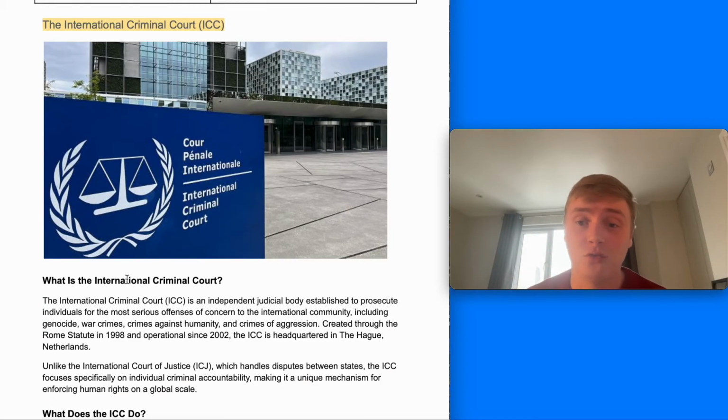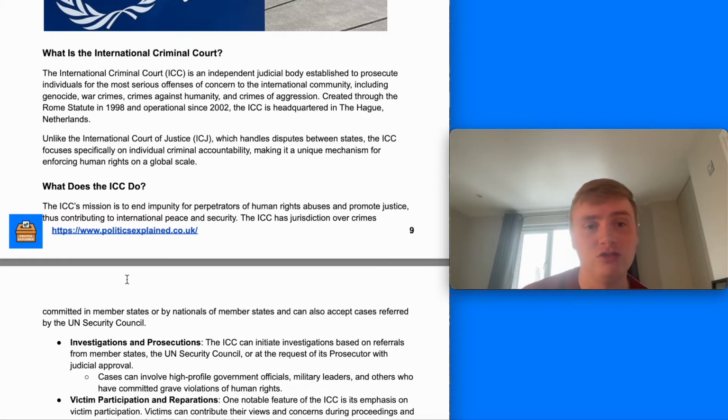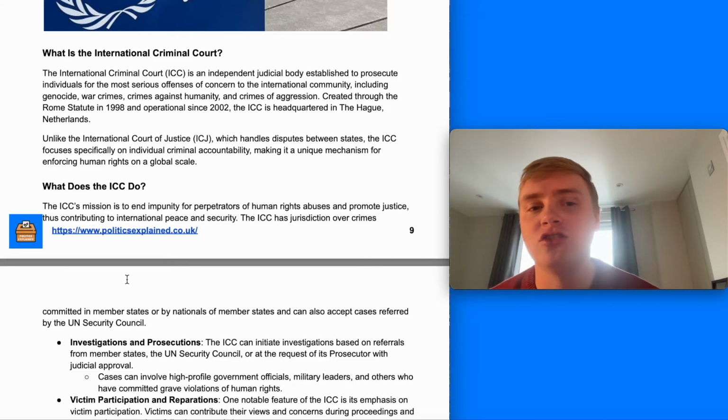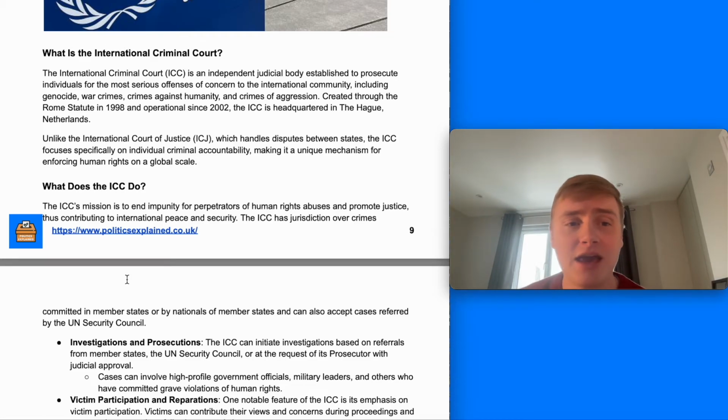The next international human rights court we're going to have a look at is the International Criminal Court, the ICC. So then, what is the International Criminal Court? It's an independent judicial body established to prosecute individuals for the most serious violations of human rights, including war crimes, crimes against humanity, and crimes of aggression. It was created through the Rome Statute in 1998 and has been operational since 2002.